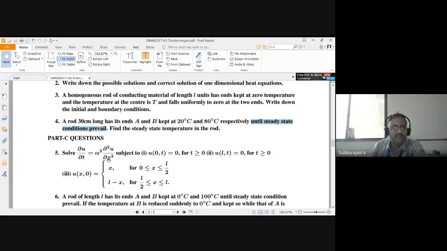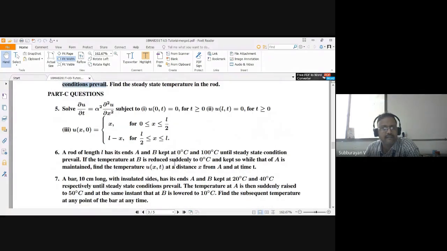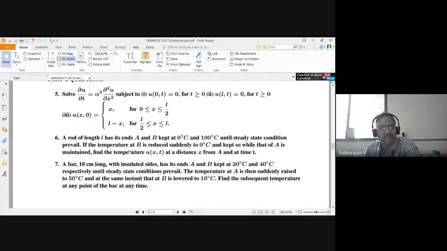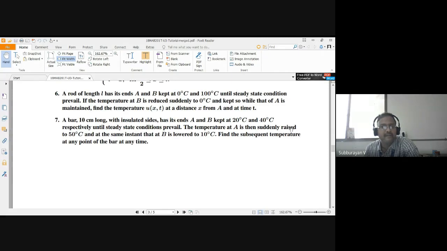In question number 5, they specified what the boundary conditions and the initial conditions are, so this is comparatively easy. And question number 6, we discussed the same problem in the class. I think this was the second problem. If you have the class notes, please go through the material. This is another unsteady or transient state problem.